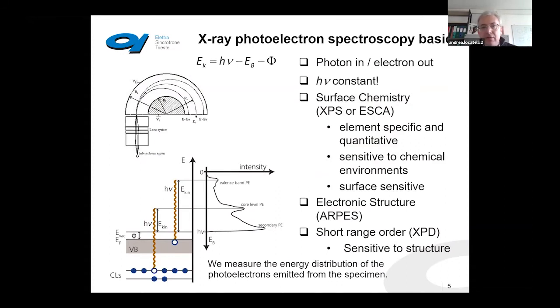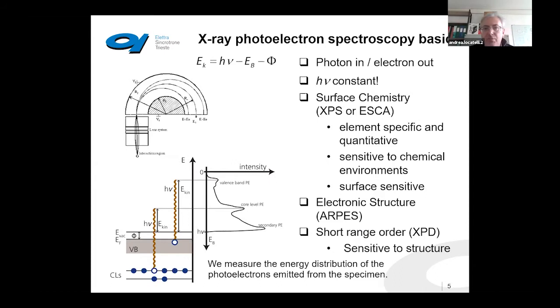So let me introduce the first spectroscopy, photoelectron spectroscopy basics. Well, the process is very simple, and it's based on the photoelectric effect. Basically, you shine X-rays on the sample, and then photoelectrons are emitted. And if they have enough energy, they can leave the sample. And then, of course, there is a whole technology of energy filters, which allows you to measure their kinetic energy. And from measuring the kinetic energy, you can easily determine the binding energy of the electrons.